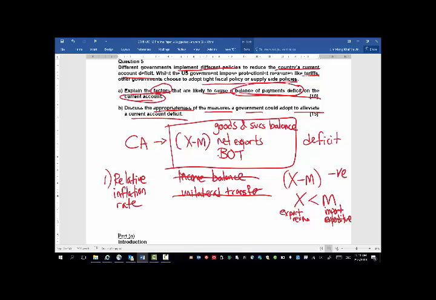Are we clear on this? Because you all don't seem to know what I'm talking about. This is not the first tutorial on this actually. So relative inflation rate is just one way it can impact. What's another one?